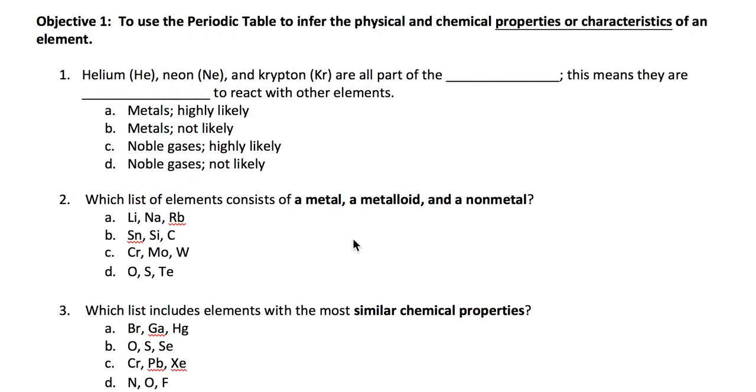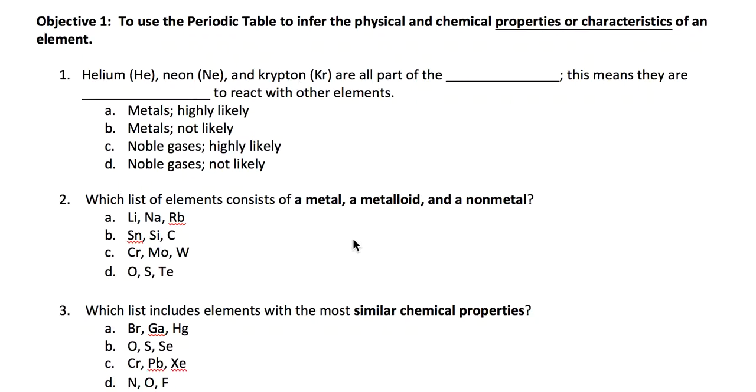Question 1. Helium, neon, and krypton are all part of the blank. This means that they are blank to react with other elements. A. Metals, highly likely. B. Metals, not likely. C. Noble gases, highly likely. Or D. Noble gases, not likely.